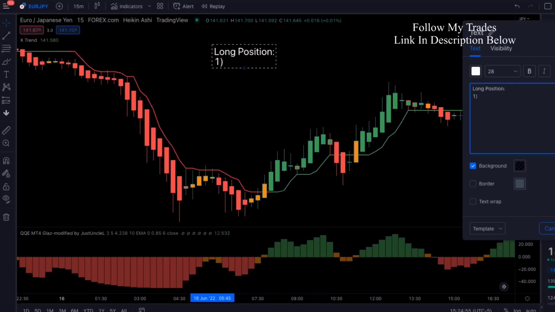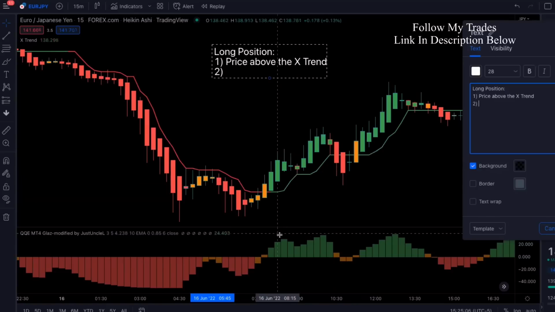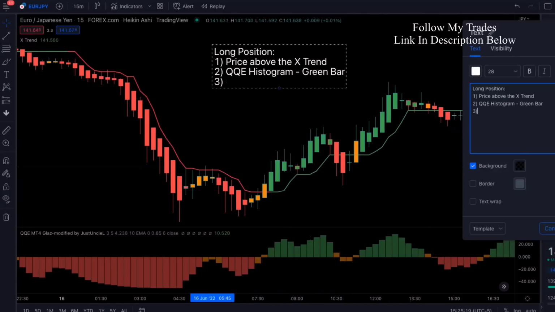rule number one, price above the X trend. All right. So price has to be above the X trend. Rule number two, QQE histogram. Green bar. All right, the bar has to be green right here. Number three, the bar color of the Heikin-Ashi candle needs to be green.